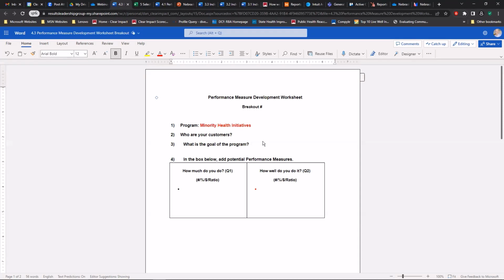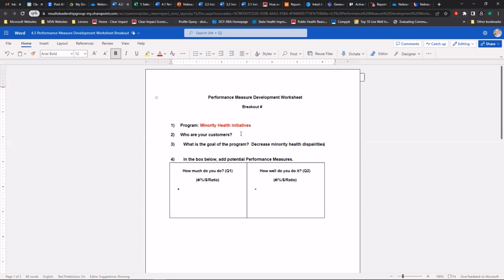Again, ends to means planning. You have to be crystal clear about why we're doing something. We don't just do it because somebody said do it. We have to know why we're doing it. The expected outcome, the result of our program. Okay, decrease minority health disparities. All right.